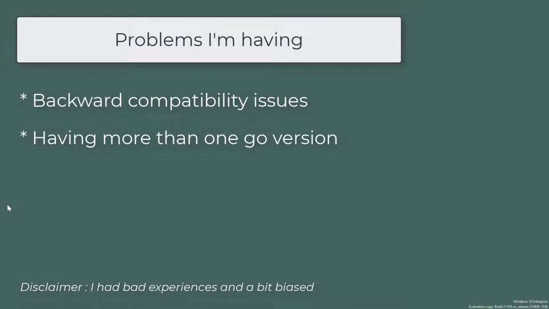Like, let's say you have a project with Go version 1.13 and you're going to start a new project using Go version 1.16. If you install 1.16 or if you update your Go to 1.16, the first project may have some issues. Little disclaimer here, I'm a bit biased in this area. And there is no easy way to have more than one Go version at the same time on your machine.